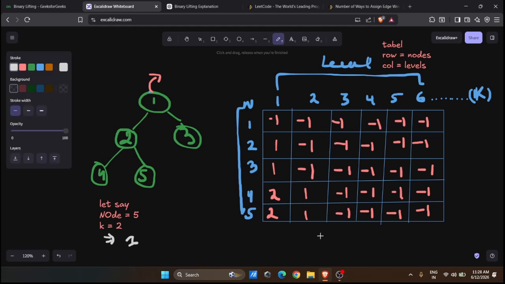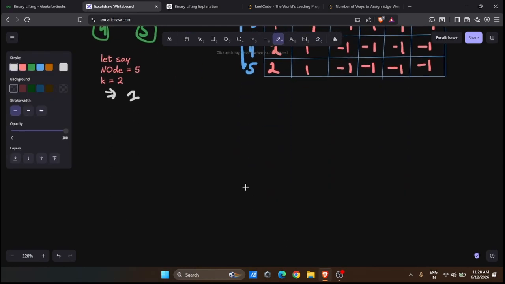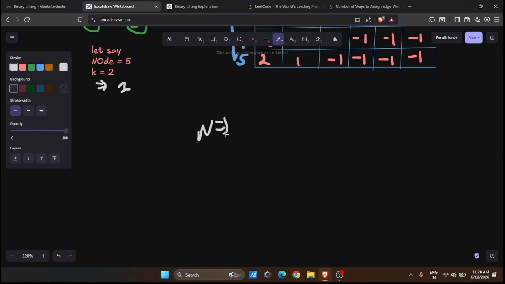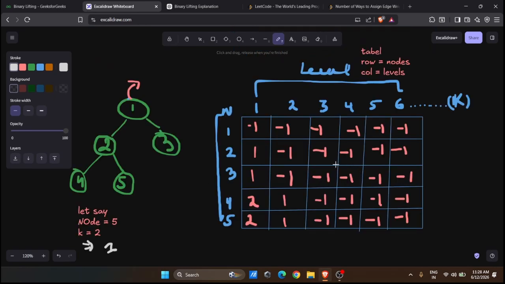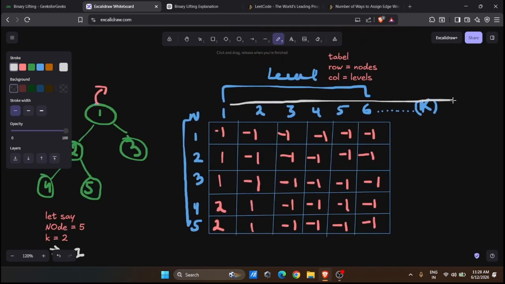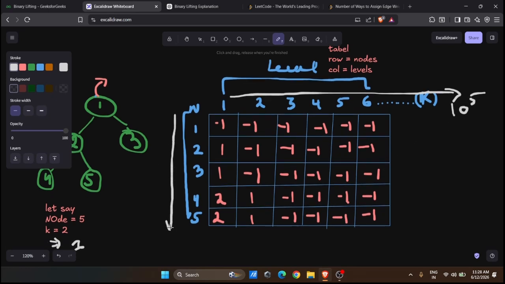But there is a problem with this approach. Let me tell you. As you know, the value of n nodes can be 10 to the power 5, and the number of queries can also be 10 to the power 5. So the total time complexity will become 10 to the power 10, which is greater than 10 to the power 8. For this question, the value of k is 100, for which you can use this directly, but I am just going to tell you the optimized approach of solving this.